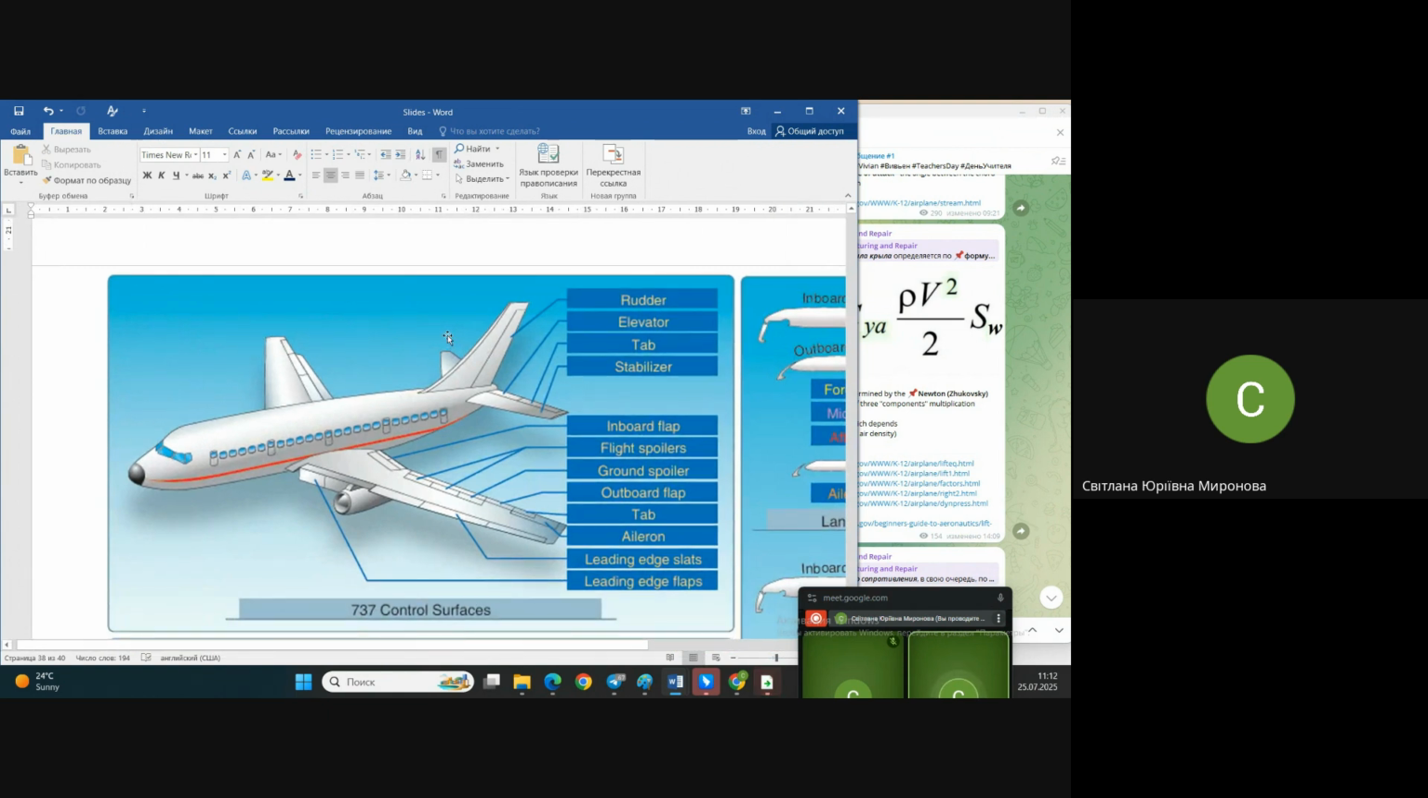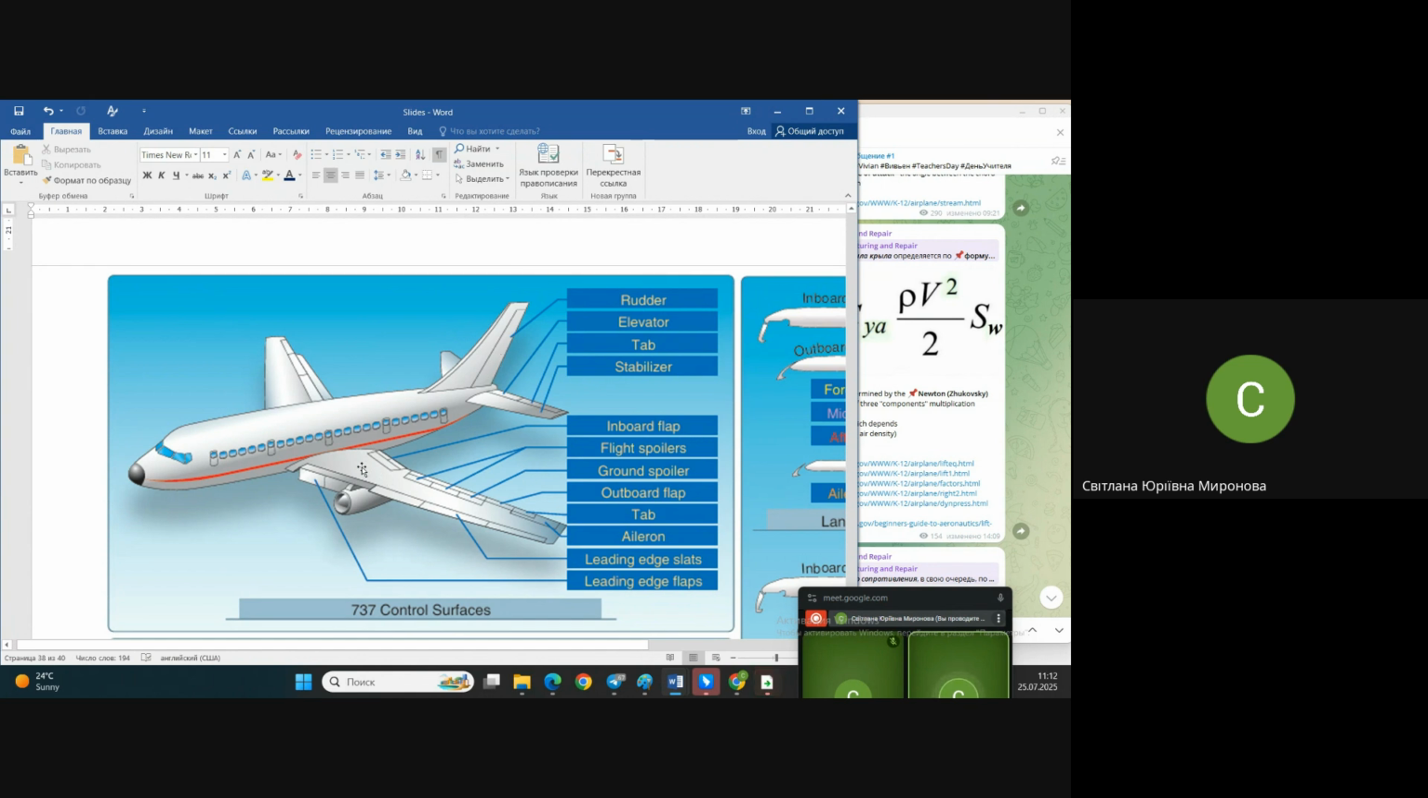Rudder, elevator, we understand what it is. Tab, or one more name is trimmer, servo compensator. What is it? I will try to explain a couple of minutes later. We have not talked about it yet. Once again, look, the stabilizer, horizontal stabilizer, provides stability of flight. Rudder, elevator, they are control surfaces to provide controllability of flight, maneuverability, to make maneuvers during flight, rotations.